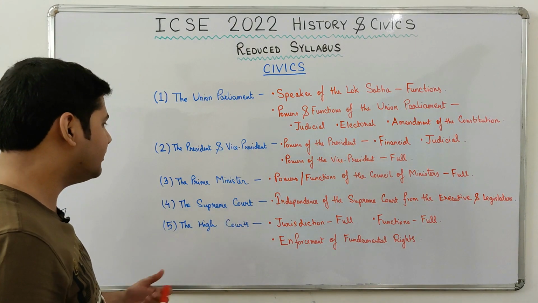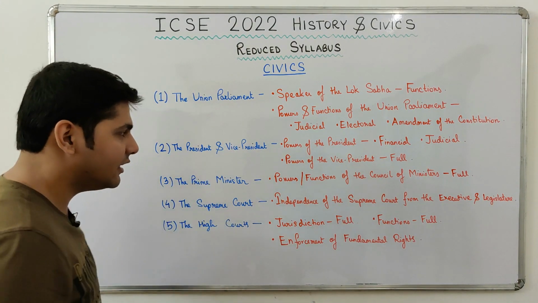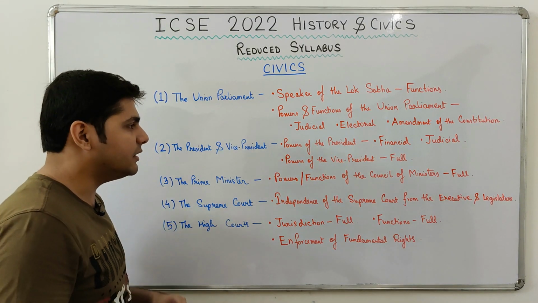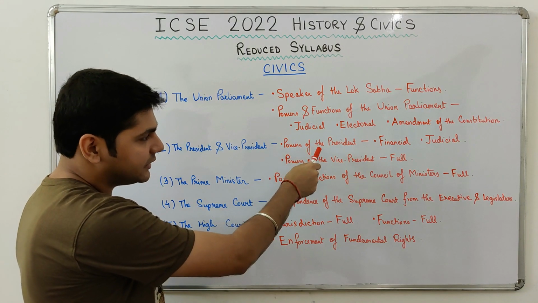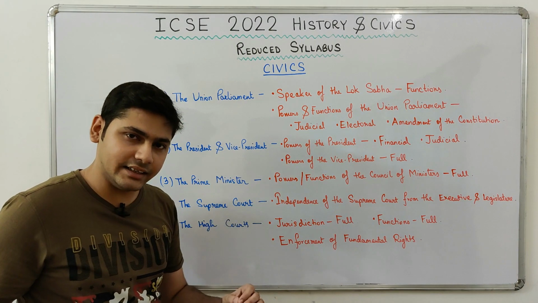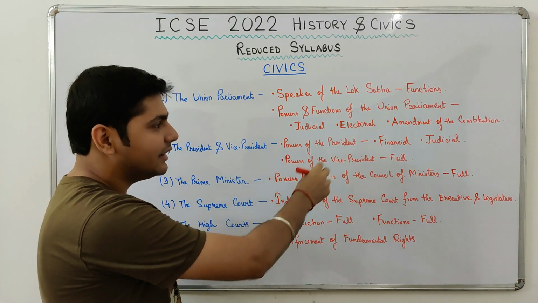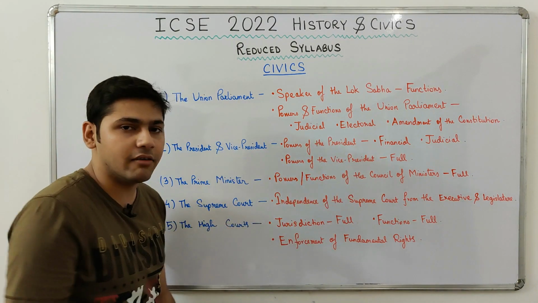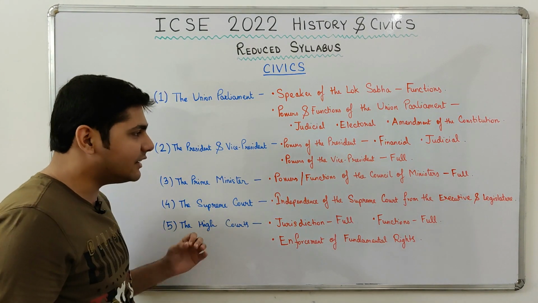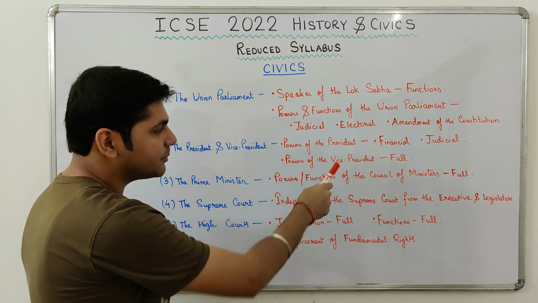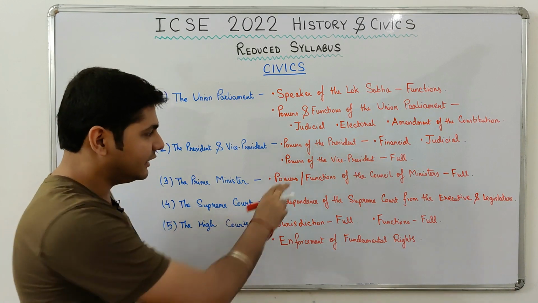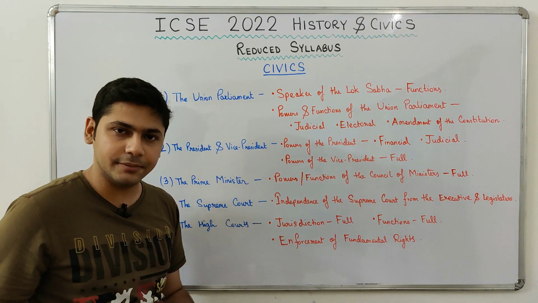Coming to the second chapter, which is the President and Vice President, which comes under the Union Executive. From the section of the powers of the President, financial and judicial have been removed. That is, from the powers of the President, the financial powers and the judicial powers have been removed. Secondly, the entire section of powers of the Vice President has been removed. So you don't have to study the powers of the Vice President.